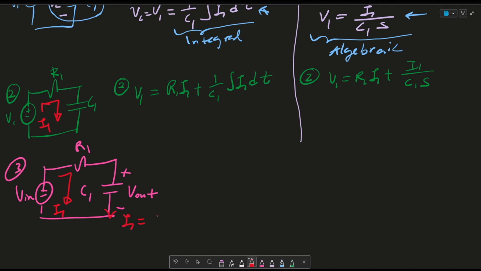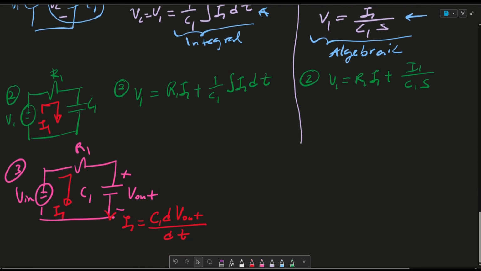I1 is equal to C1 times the change in V out over dt. Again, if you don't remember how I'm getting this, I have a playlist called Circuits 1. I talk about how to find the current through a capacitor in those playlists.